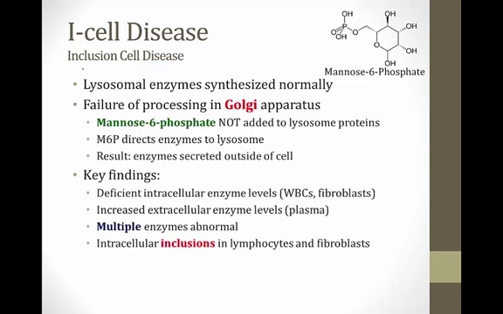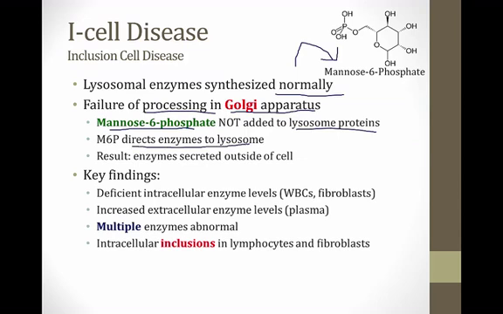The reason they like to ask you about I-cell disease on Step 1 of the boards is because it's a way to test your underlying knowledge of basic cell biology. What's interesting about I-cell disease is that the lysosomal enzymes are synthesized normally. The problem occurs in processing of those enzymes in the Golgi apparatus. Normally in the Golgi apparatus, mannose-6-phosphate is added to lysosomal proteins. This is the structure of mannose-6-phosphate on the top of the screen here to help you remember that it's important in the Golgi apparatus. When it gets added to lysosomal proteins, it directs those enzymes to the lysosome.